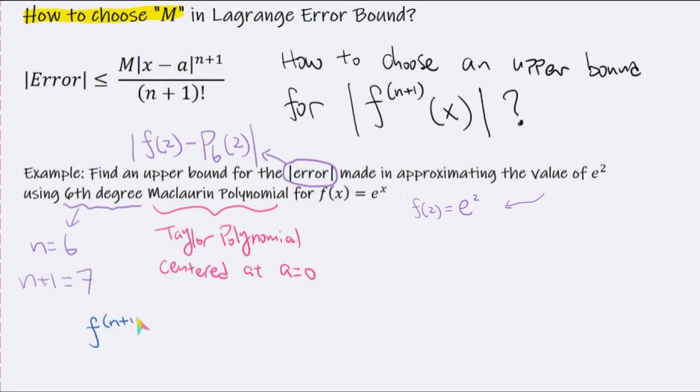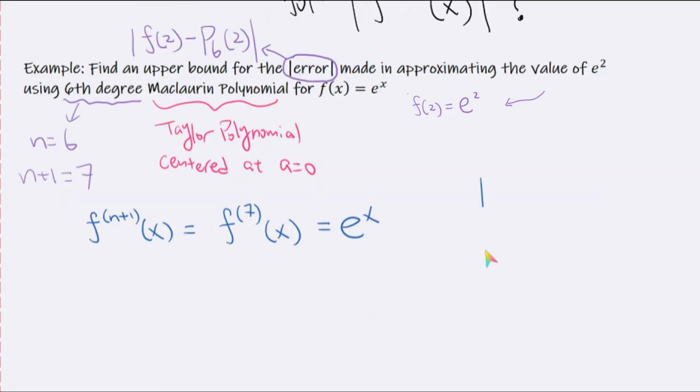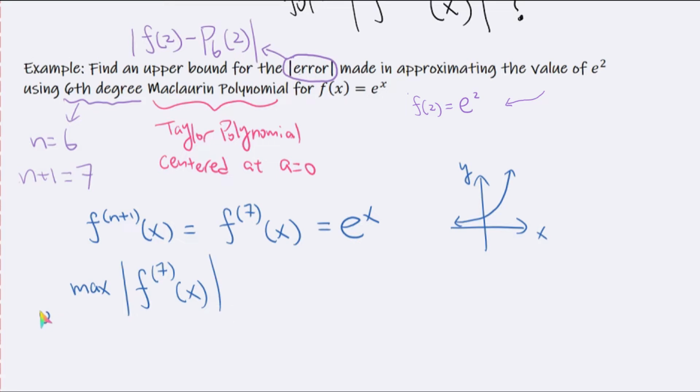Now we're going to find the 7th derivative of f of x, which in this case is just e to the x. We know that e to the x is always positive and it is always an increasing function. This means that to find the maximum of the absolute value of the 7th derivative of f of x, for x values between 0 and 2, all you have to do is to plug in 2 for x. So that means that this maximum value that we're looking for here is equal to e squared.